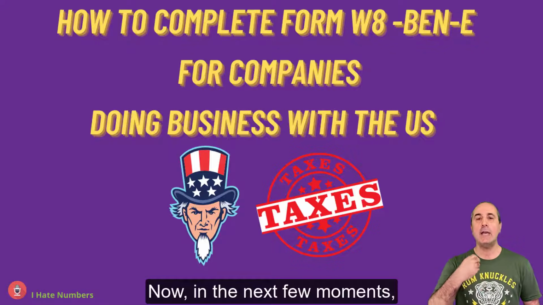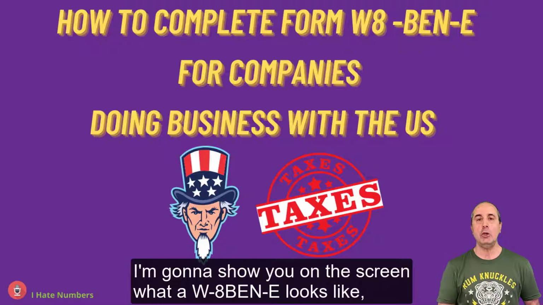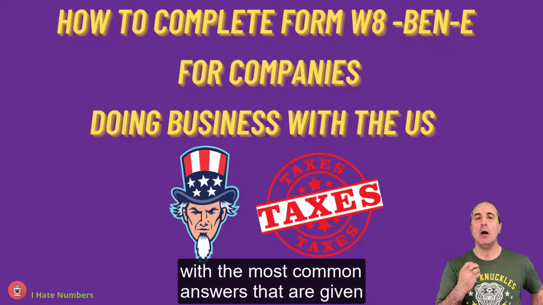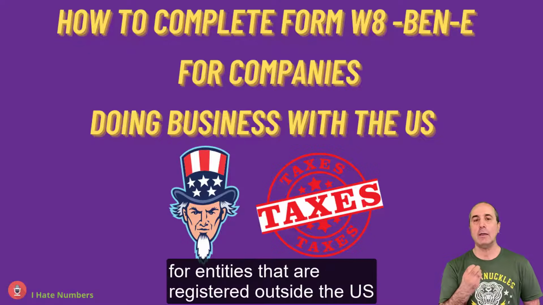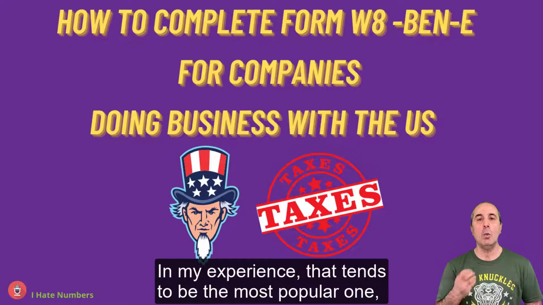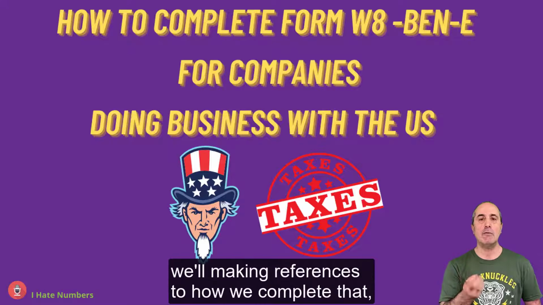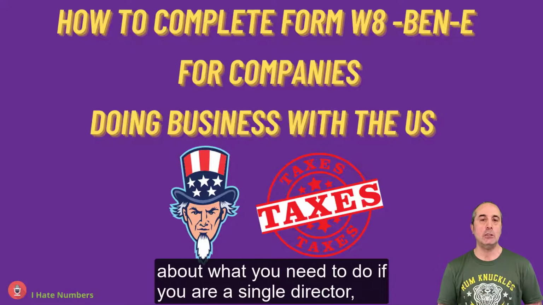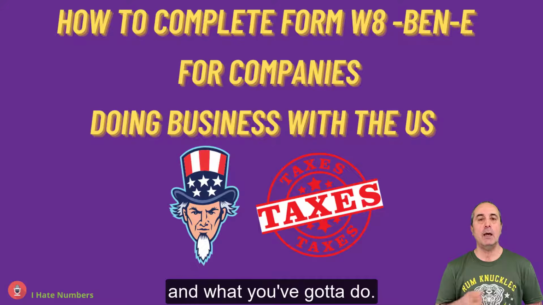Now, in the next few moments, I'm going to show you on the screen what a W-8BEN-E form looks like. I'm going to populate that with the most common answers that are given for entities that are registered outside the US as typically companies. In my experience, that tends to be the most popular one, what they must complete. We'll make references to how you complete that, and we'll go through that. And I'll also mention at the end about what you need to do if you are a single director, single shareholder company, and what you've got to do.